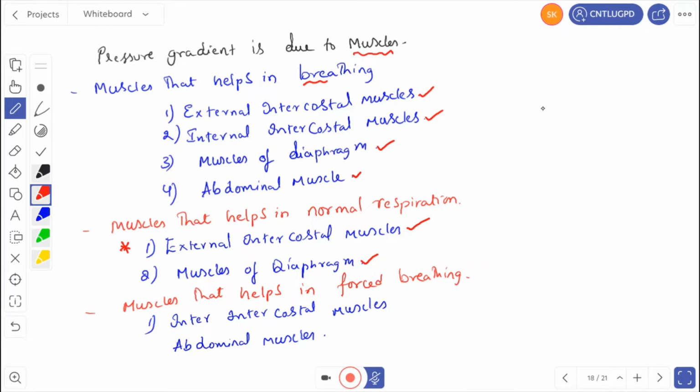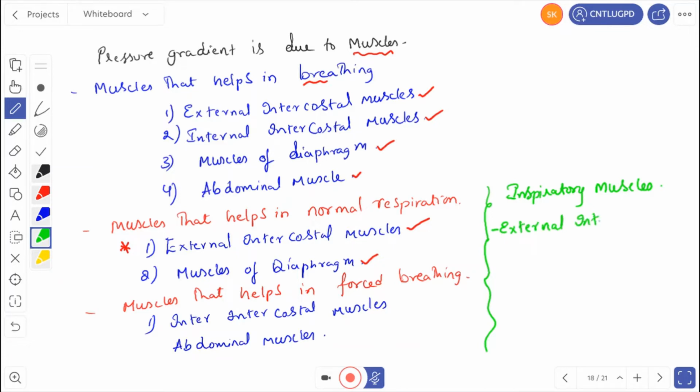I'll mention one more term, that is inspiratory muscles. What are inspiratory muscles? They'll be asking you this question also. Which of the following are the inspiratory muscles? Inspiratory muscles are the external intercostal muscles, and the second one is the muscles of the diaphragm. So these are called inspiratory muscles, right? Let us go for the next mechanism now.